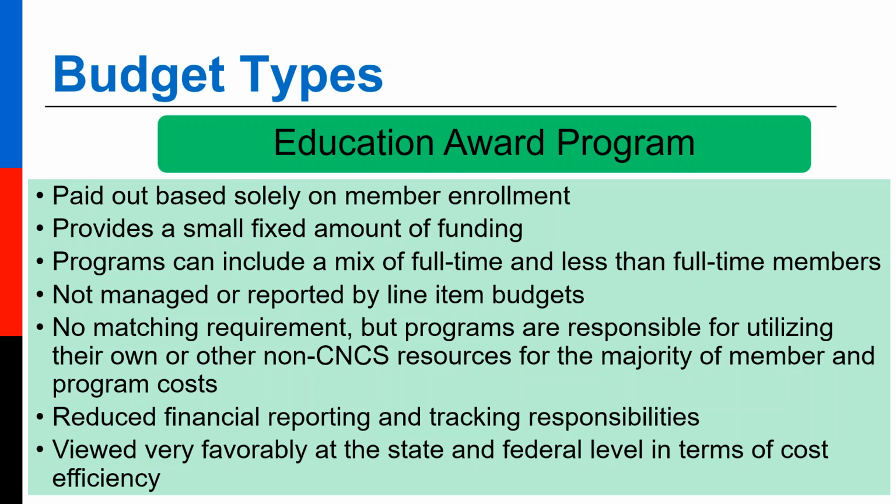There are also no matching requirements, but programs selecting an Education Award Program budget are responsible for utilizing their own or other non-CNCS resources for the majority of member and program costs. This budget type also has reduced financial tracking responsibilities. AmeriCorps State Education Award fixed amount programs are viewed very favorably at the state and federal level in terms of cost efficiency.